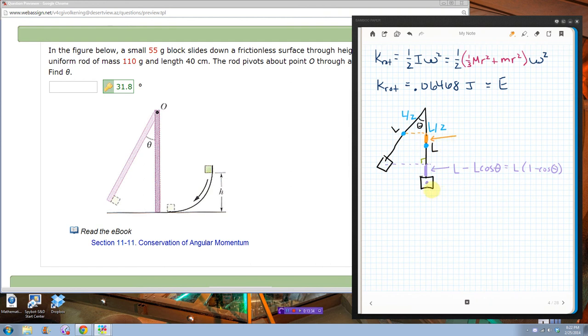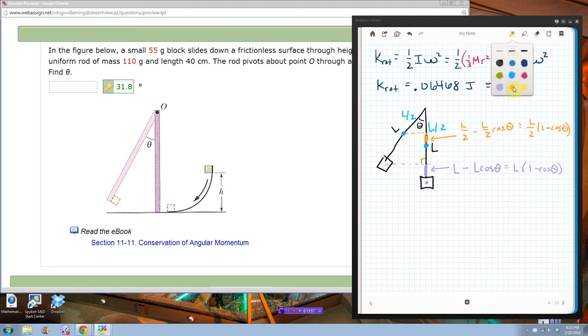That amount of height is the same kind of trig, except this time the hypotenuse is L over 2, and the whole length is L over 2. So we end up with the same format, where that little length is L over 2 minus L over 2 cosine theta. And again, I could pull the L over 2 out to the front, and it'd be L over 2 times (1 minus cosine theta).